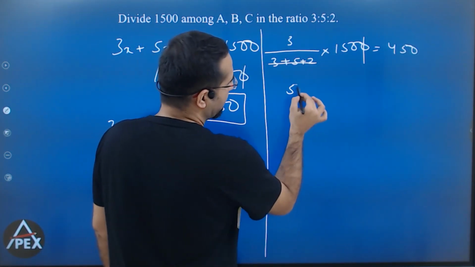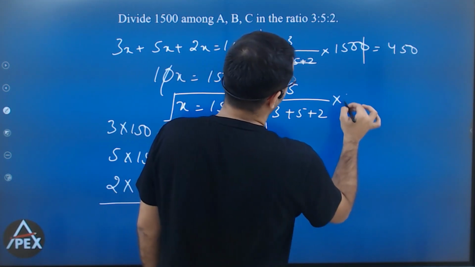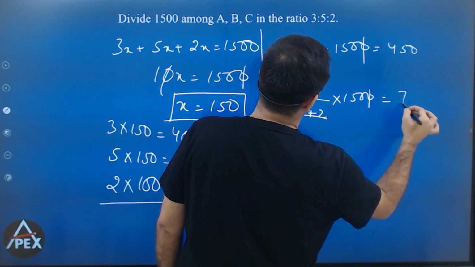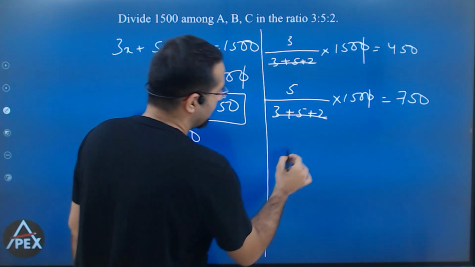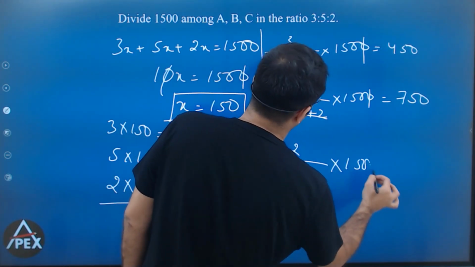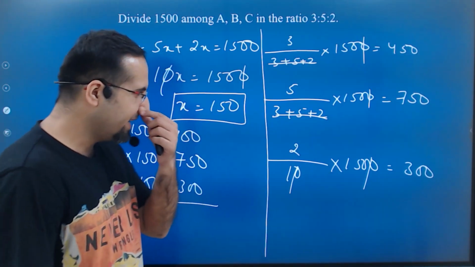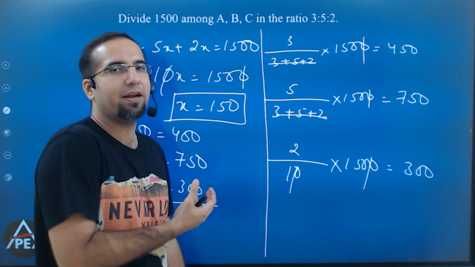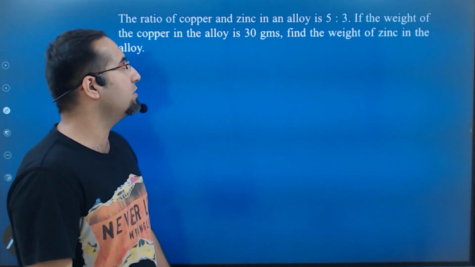What is the second part? That's 5 divided by 3 plus 5 plus 2, into 1500. Again 10 and a 0 gets cancelled. So 5 into 150 will give me 750. And the third part is going to be 2 divided by 10 into 1500. And this will finally give us 300 because the 0 and 0 will get cancelled. So this is how I solve ratios when I'm given basic values. There is one more simplified way of calculating ratios. We'll discuss that in the coming slides.